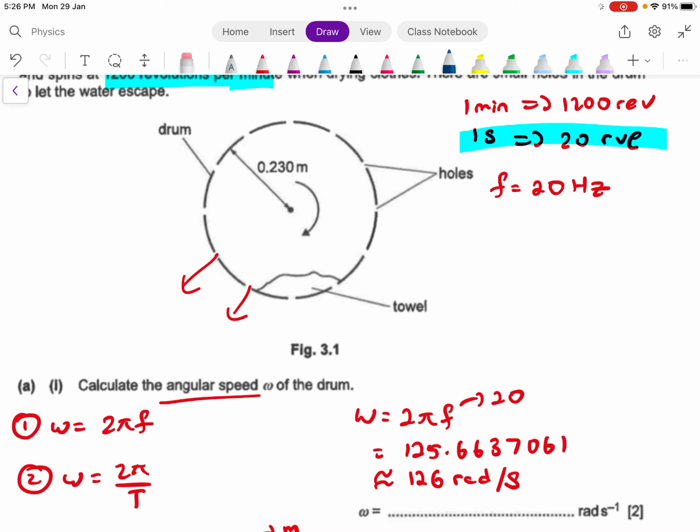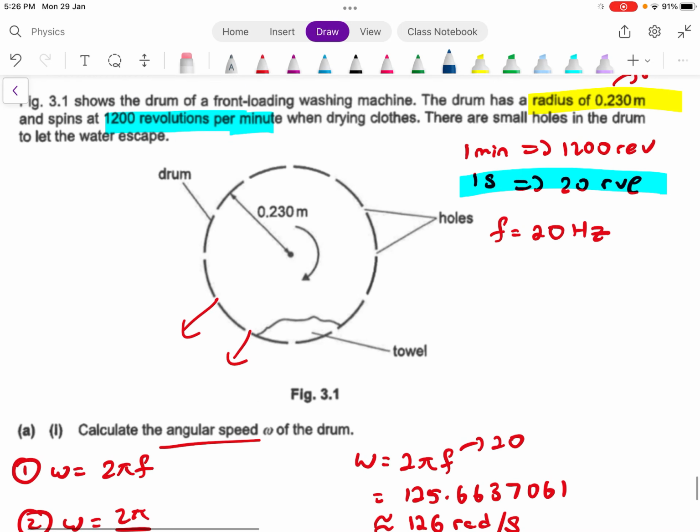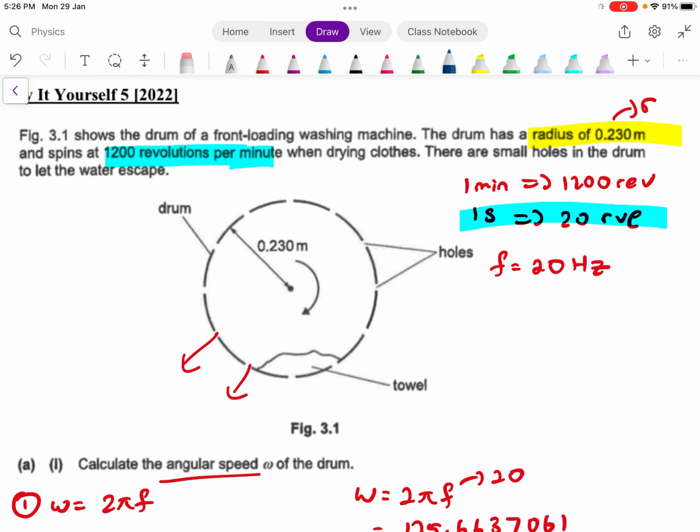First, omega. We know the formula, right? There are two formulas: 2 pi f or 2 pi divided by period. So which one should we use? Actually, you can use either, but if you look at the information given to us, especially the part highlighted in blue, 1,200 revolutions per minute, it means that in 1 minute there are 1,200 revolutions. So what about 1 second? You simply divide by 60, and you get about 20 revolutions.